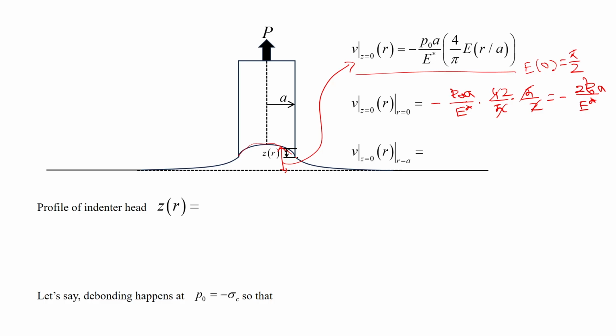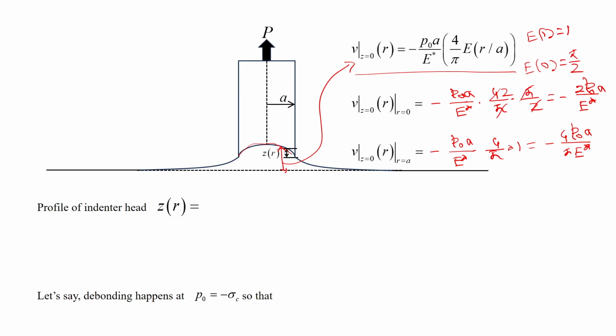And what is the value at r equal to A? At r equal to A, that means over here, this is again minus P0 into A by E star into 4 by pi, and E at 1 we know is equal to 1. So this is equal to minus 4 P0 A by pi E star. So it is like this.